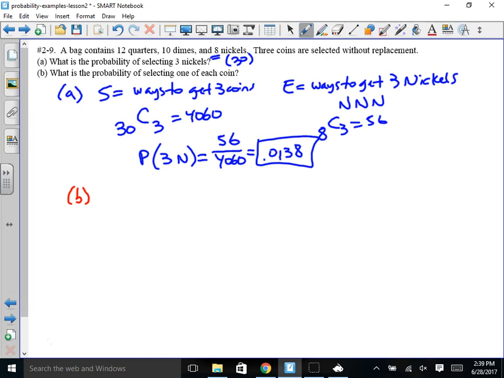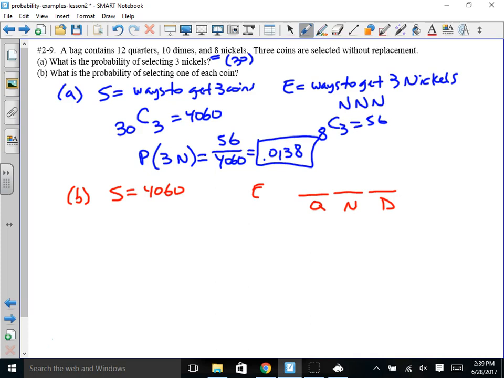We're still drawing 3 coins, and so the sample space will be the same as before. There are 4,060 ways to draw 3 coins, but this time the event is different. We're talking about the number of ways to get 1 of each coin, right? So the number of ways to get 1 of each coin, well, let's see. We have to have a quarter, we have to have a nickel, and we have to have a dime. So we're going to select 1 of each.